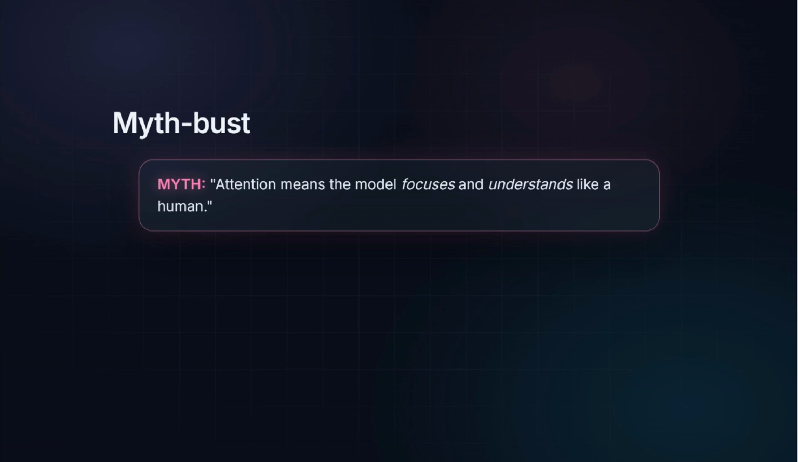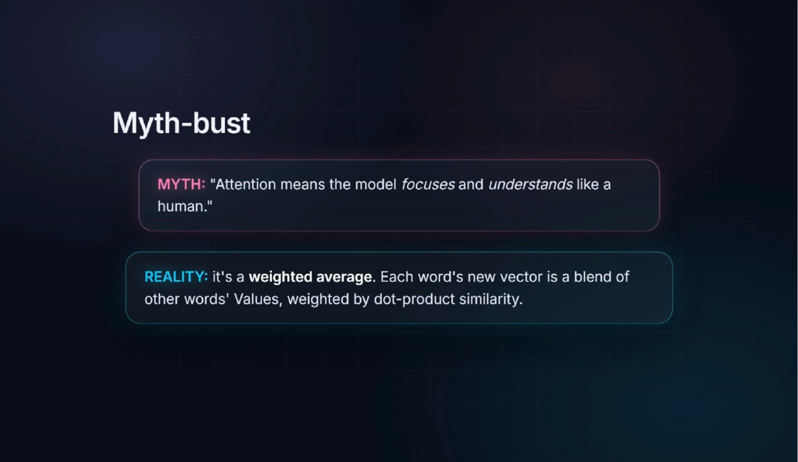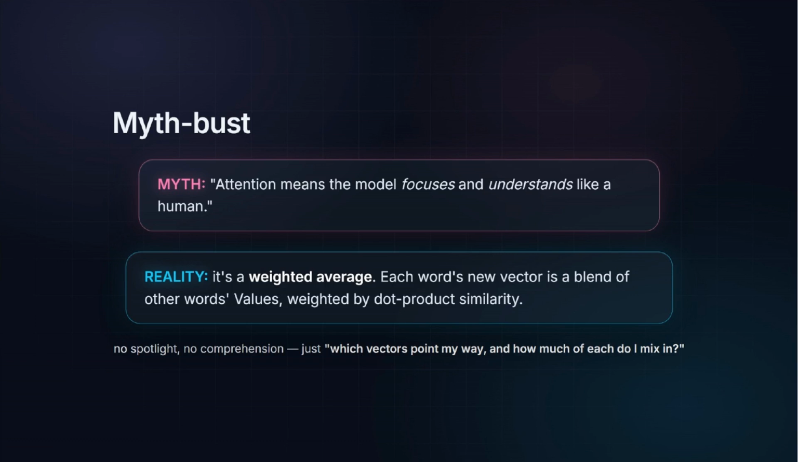Let's bust the big myth. Because it's called attention, people imagine the model consciously focusing, even understanding, the way a person reads. The reality is humbler and far more elegant. Attention is a weighted average. Each word's new vector is just a blend of the other words' value vectors, weighted by how well their keys match the query. There's no spotlight and no comprehension in there. Only a very fast question, asked in parallel for every word: which vectors point my way, and how much of each should I mix in? That's it.